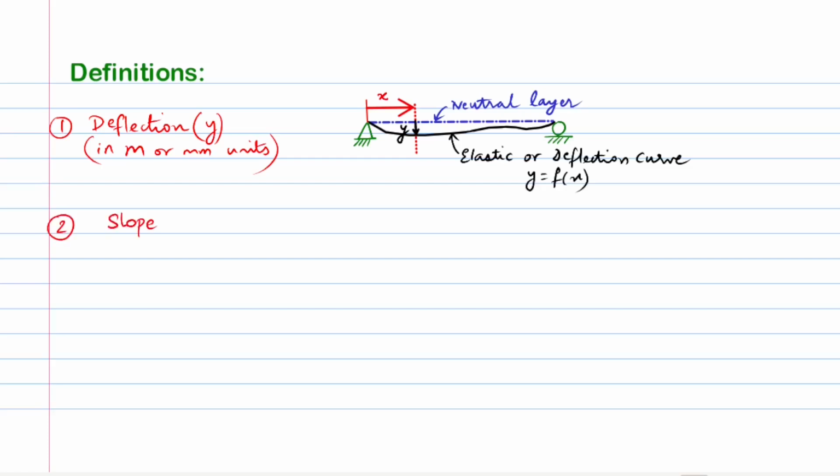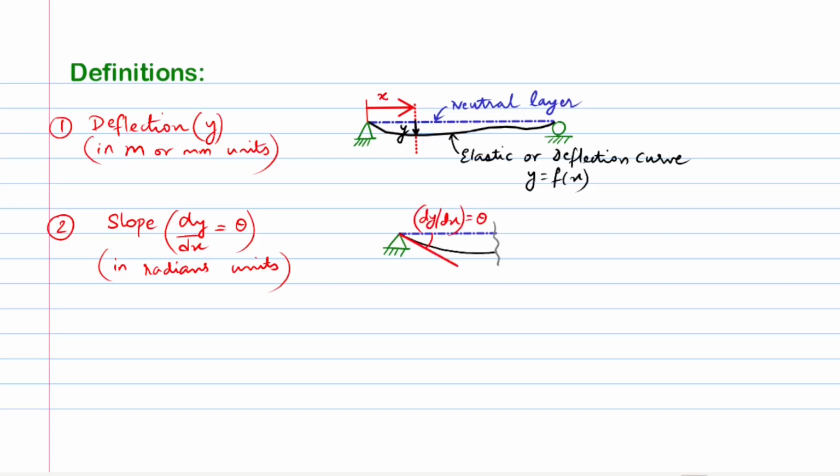The slope of the beam at any section is defined as the angle in radians of inclination of the tangent drawn at that section to the axis in its deflected position after loading, measured with respect to the undeformed axis.